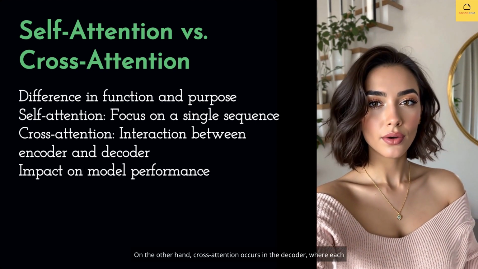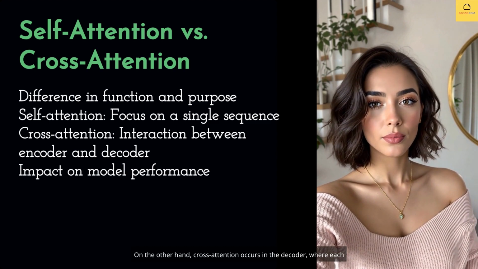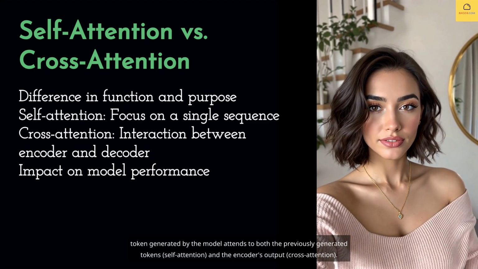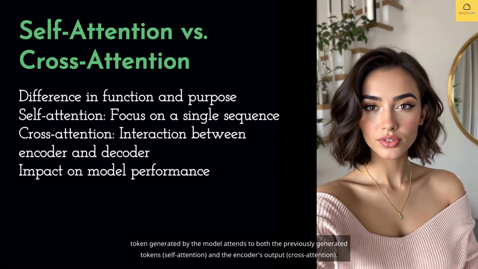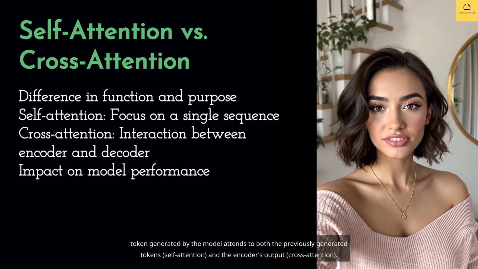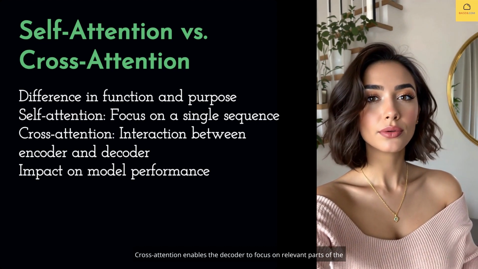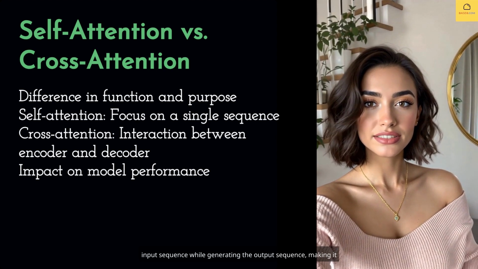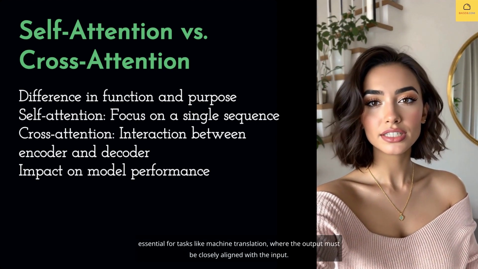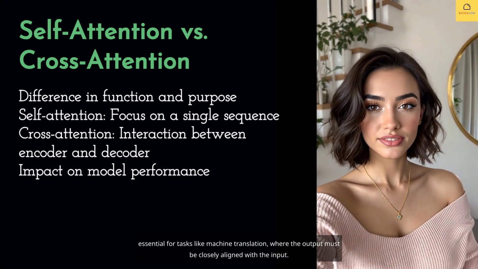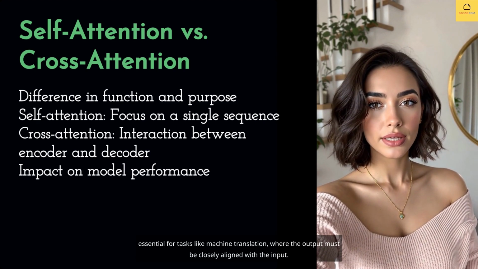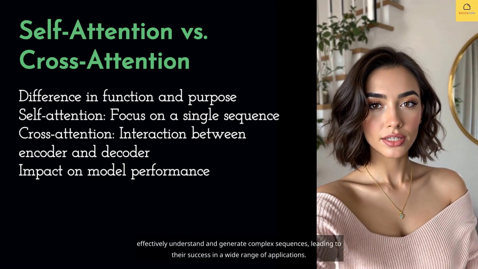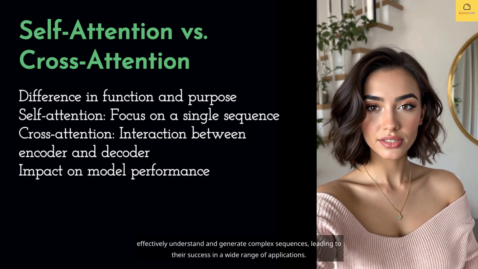On the other hand, cross-attention occurs in the decoder, where each token generated by the model attends to both the previously generated tokens (self-attention) and the encoder's output (cross-attention). Cross-attention enables the decoder to focus on relevant parts of the input sequence while generating the output sequence, making it essential for tasks like machine translation, where the output must be closely aligned with the input. By incorporating both types of attention, transformers can effectively understand and generate complex sequences, leading to their success in a wide range of applications.